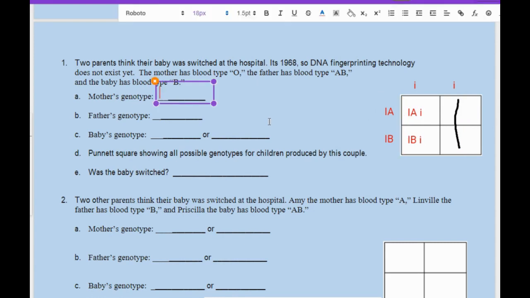Mother's genotype, she's little i, because she was type O. Father's genotype, he's AB, so he's got a big IA and a big IB. Let me put a little space in there between big I and B, so you can see the two alleles. Easier to see the two alleles.